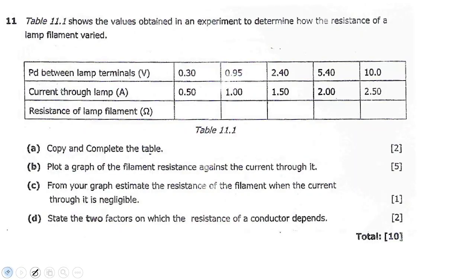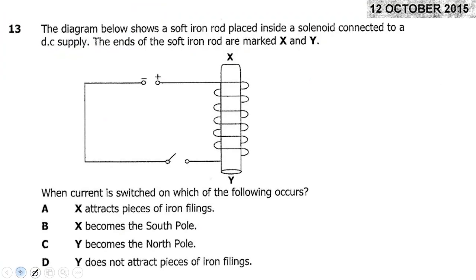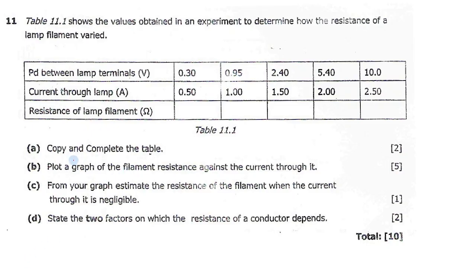There's also another space here. Then here they're saying plot a graph of the filament resistance against the current through it. So the graph of filament resistance. So we are plotting resistance against current.